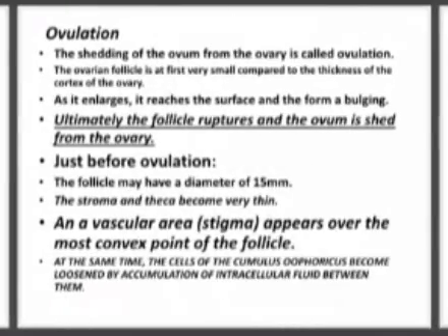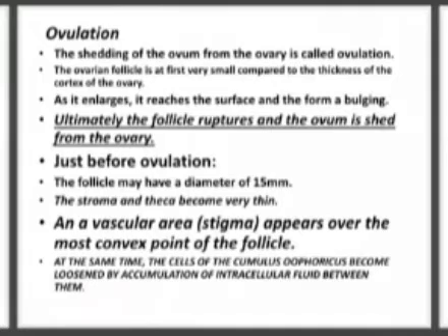Ovulation. The shedding of the ovum from the ovary is called ovulation, under the effect of LH. The ovarian follicle is at first very small compared to the thickness of the cortex of the ovary. As it enlarges, it reaches the surface and forms a bulging. Ultimately, the follicle ruptures and the ovum is shed from the ovary. Just before ovulation, the follicle may have a diameter of 15 millimeter.